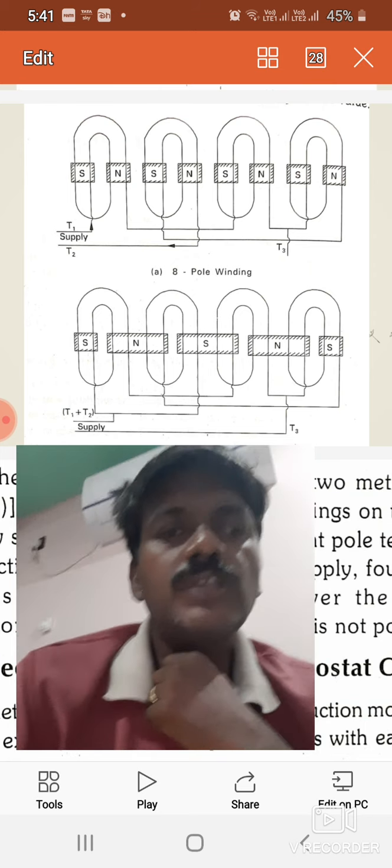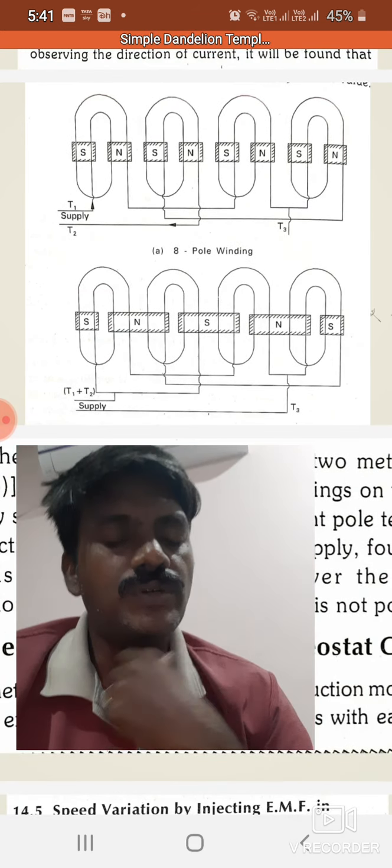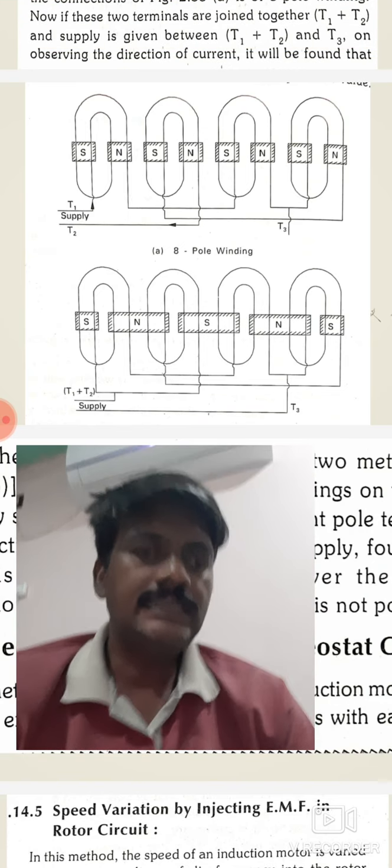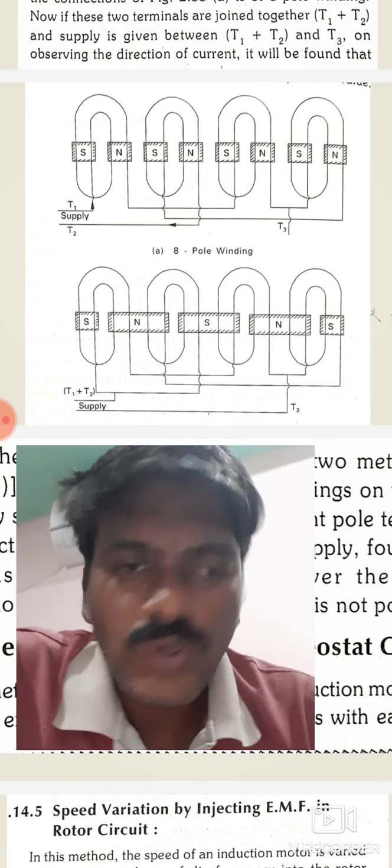Suppose T1 plus T2 is joined together, and the supply is given to T1 plus T2 and T3, then it is converted into a 4-pole machine.